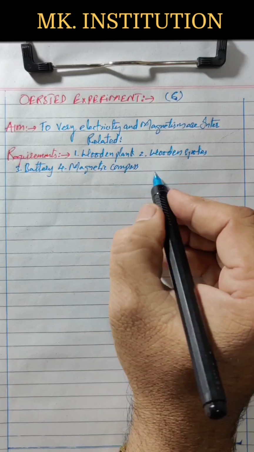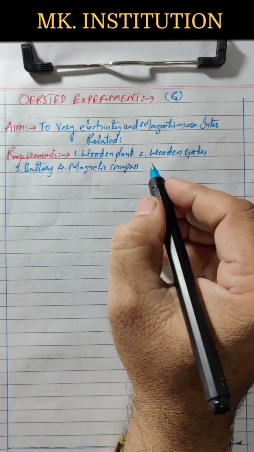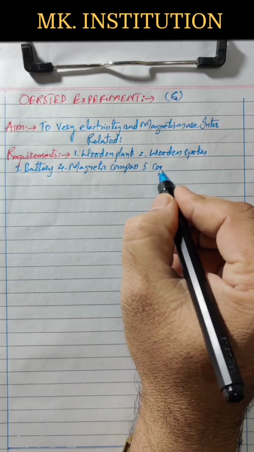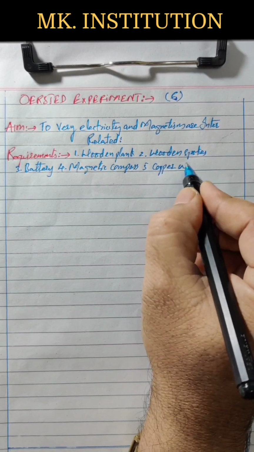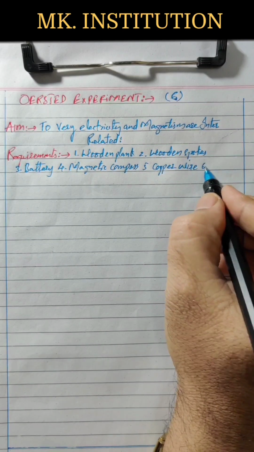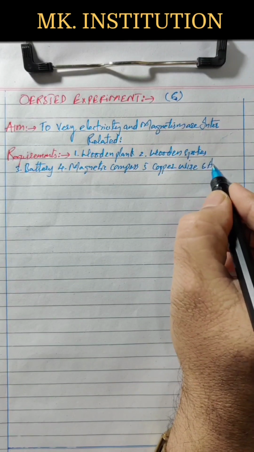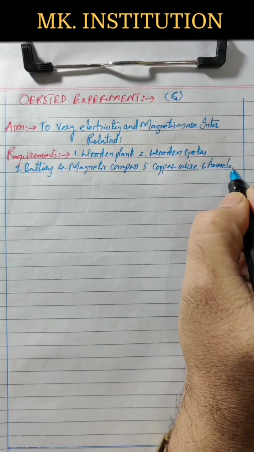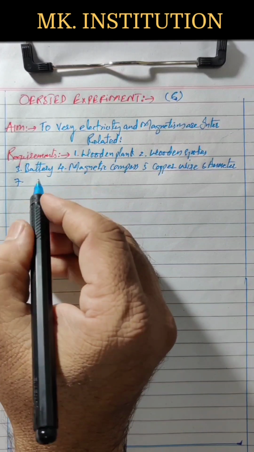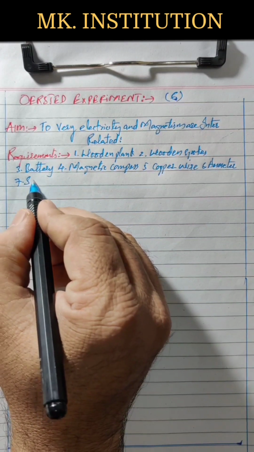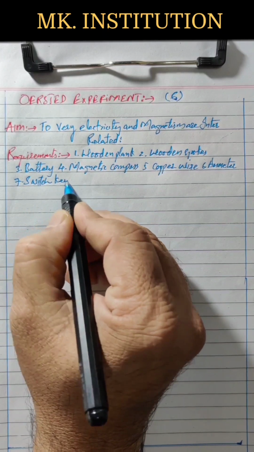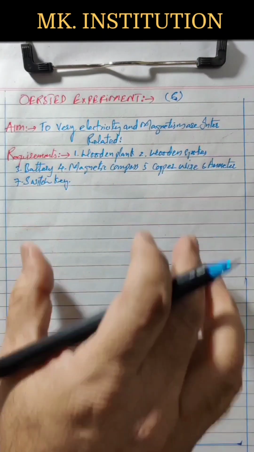Magnetic compass, okay, and next, fifth, copper wire. Then sixth, an ammeter, and seventh, a switch key. These are the requirements. This is all the requirement to do this experiment.